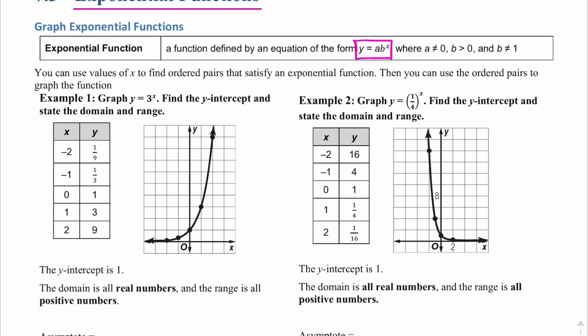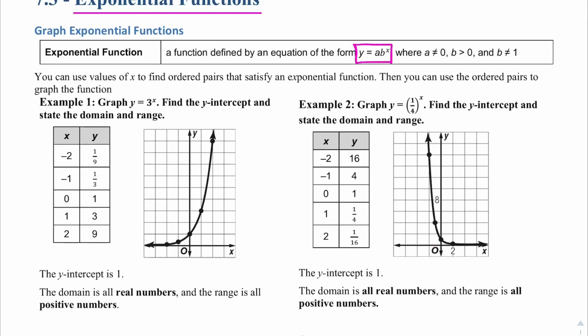So if you have a look at the two completed examples below, let's have a look at example 1. They're very obvious to spot when they're written in algebraic form. So here's one. y is equal to 3 to the power of x. Remember, we've learned that that's very different to y equals 3 times x. And the questions we're going to ask you are things like find the y-intercept and state the domain and range.